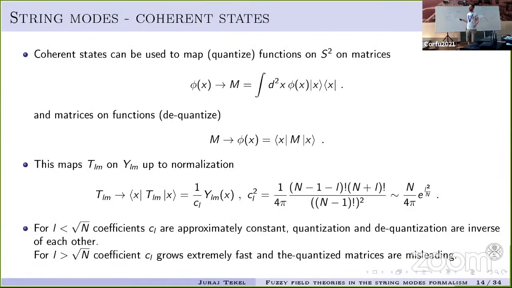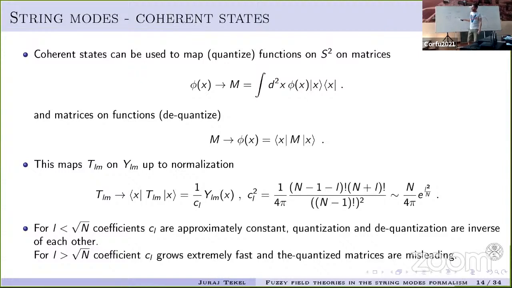And you can use coherent states to quantize regular functions on the sphere, or dequantize, meaning you can map matrices onto functions. This is the symbol that we've heard about earlier today. Now, what this map does is map the polarization tensors onto the spherical harmonics and vice versa, but it does it after normalization. This might look a little technical at the moment, but when you do the calculation, something interesting already starts showing up.